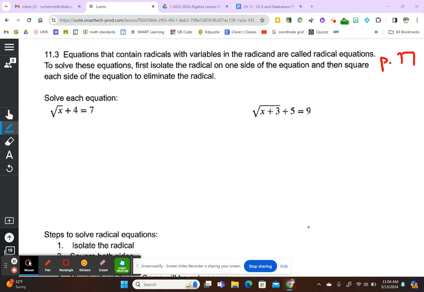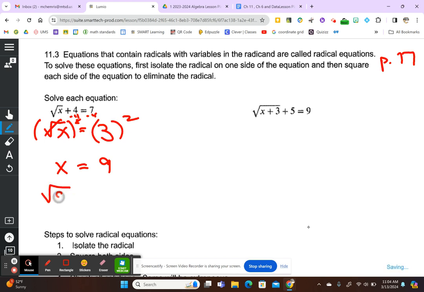So, for example, here, if I have the square root of x plus 4 equals 7, I'm going to subtract 4 from both sides. I end up with the square root of x equals 3. Now I'm going to square this side and I'm going to square this side. And the square and the square root cancel out and I get x equals 9. Now I have to then plug it back in, the square root of 9 plus 4. Does that equal 7? I have to check it. And the square root of 9 is 3. 3 plus 4 does equal 7, so that works.